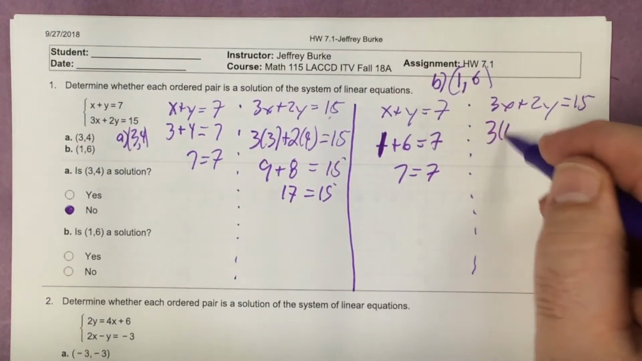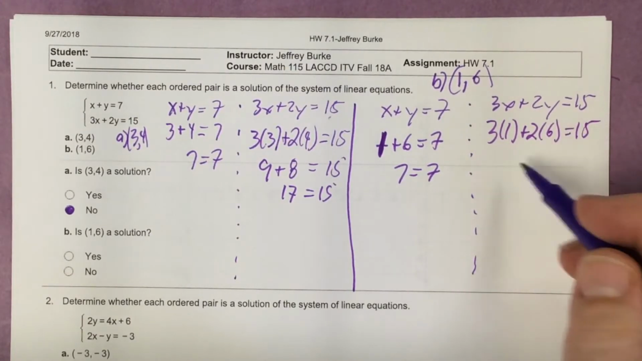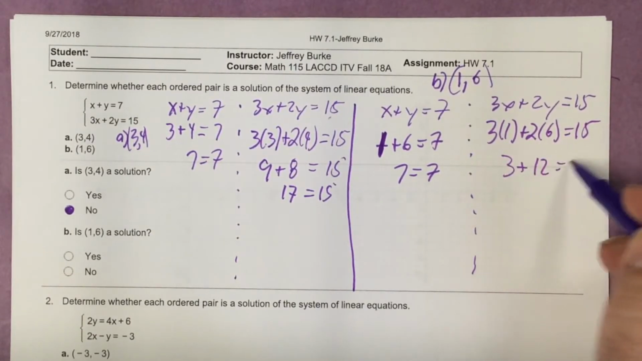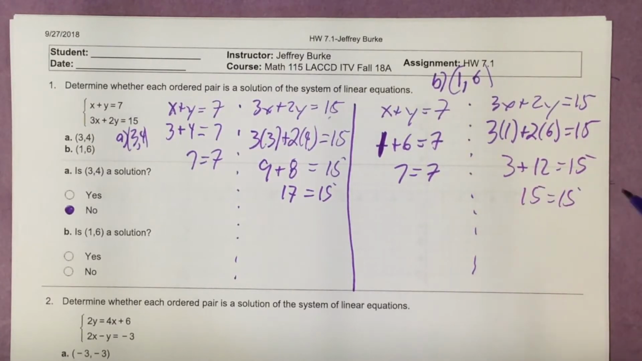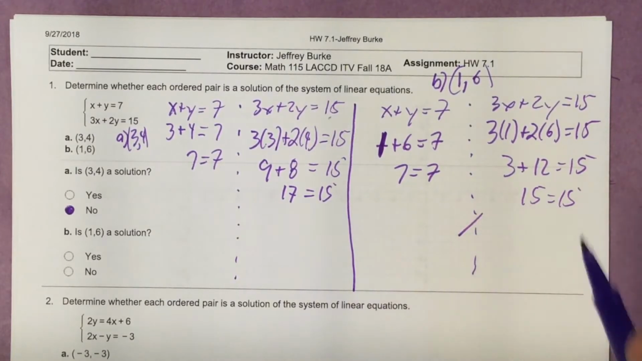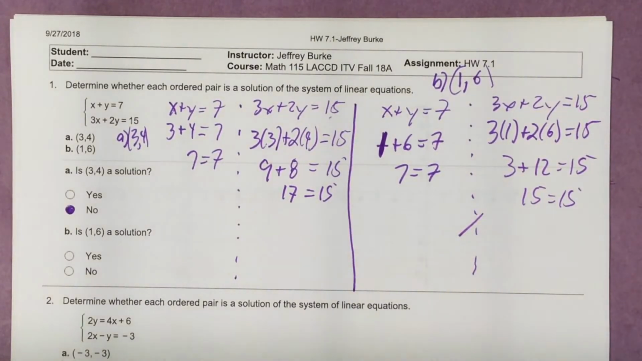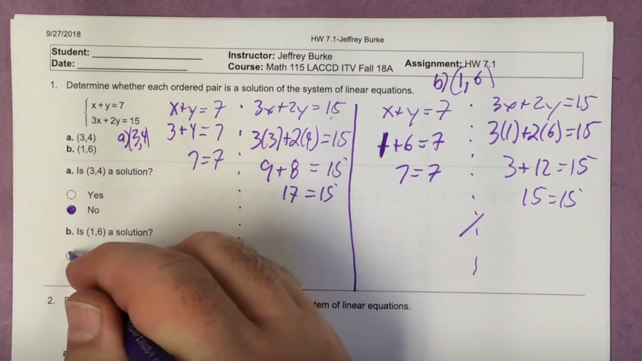So this is going to be 3 times 1 plus 2 times 6. And that'll give me 3 plus 12. And that's going to give me 15 is equal to 15. And since it works in this point and it works in this point, we can say that, yes, this is a solution for this system. And the reason we call it a system is because the combination of two equations, and we have one point that actually works in both.